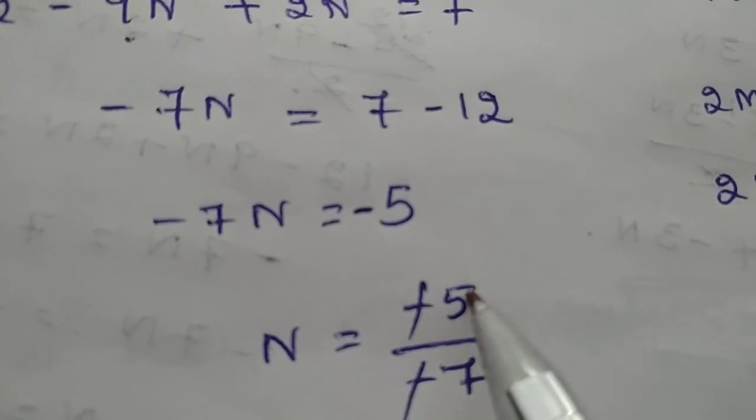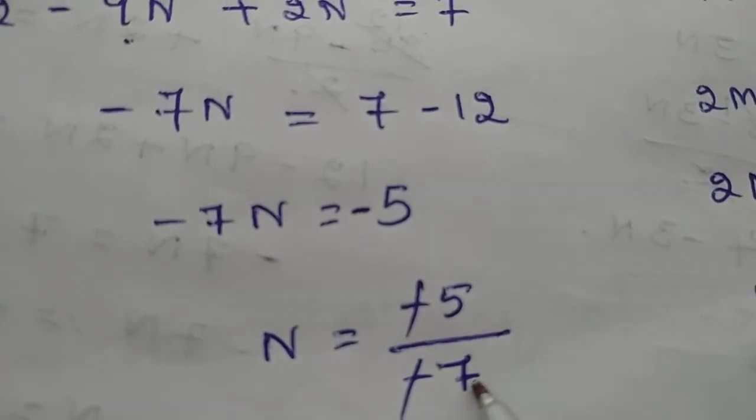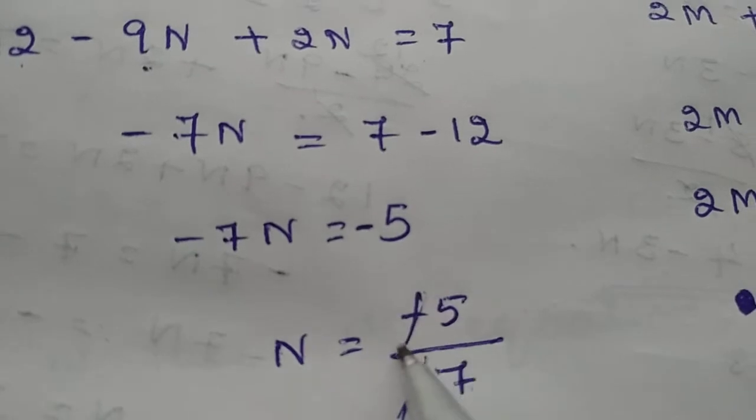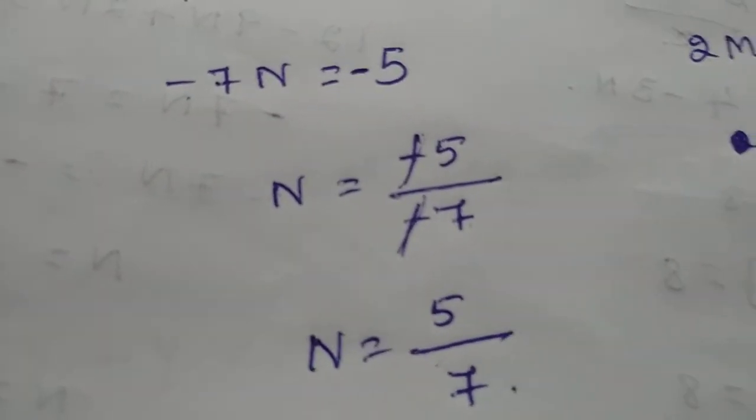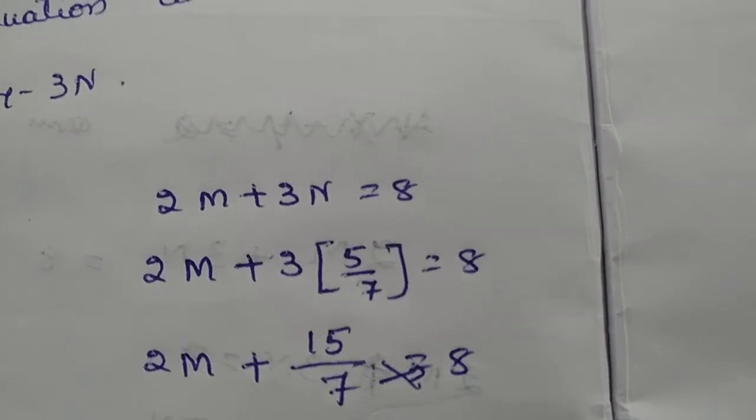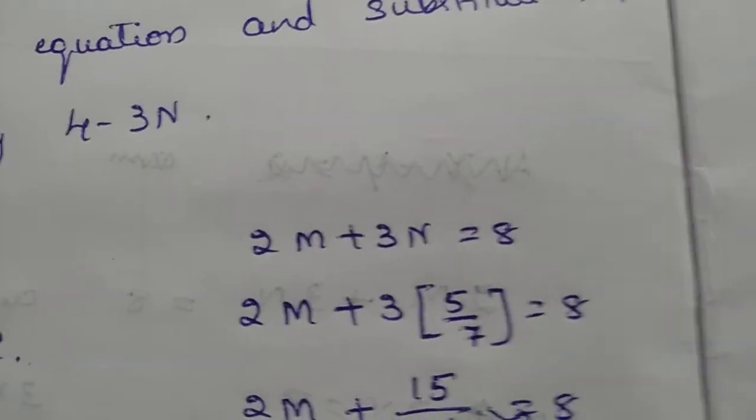What is the value of n? n is equal to minus 5 over minus 7. I have cancelled the minus minus, that's why the value of n is 5 by 7. We found the n value, that is 5 by 7.